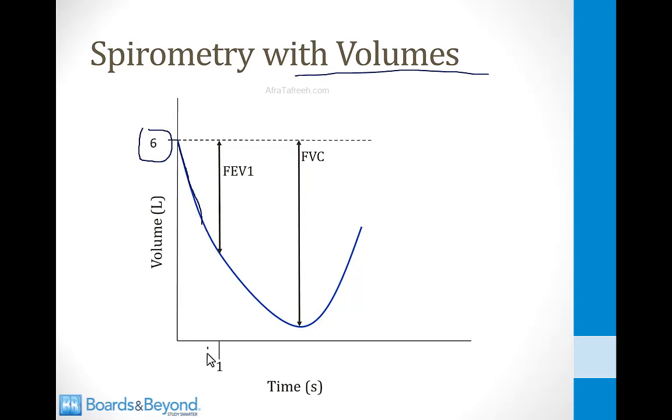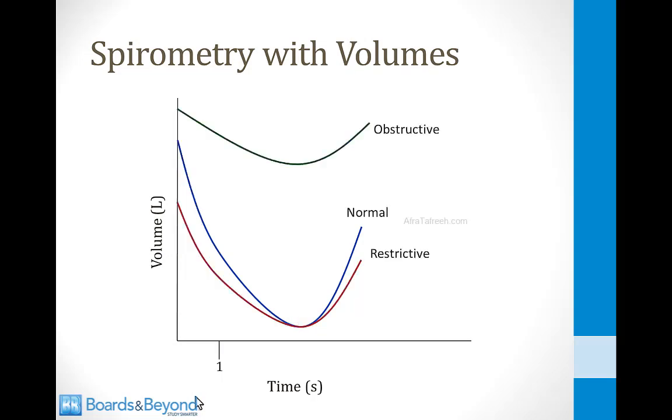If you want to know the FEV1, you look at the volume at 1 second, which is right here. And the difference between where you started and where you are at 1 second is the FEV1. The difference between where you started and where you end up, the lowest volume that you get to, is going to be the FVC. And you can calculate the ratio of FEV1 to FVC here, just like we did on the other spirogram. So just like with the regular spirograms we use in clinical practice, these spirograms with volumes have different patterns for obstructive and restrictive disease.